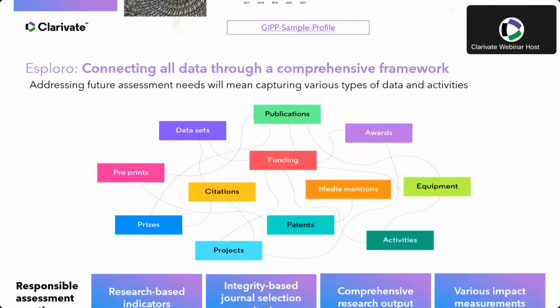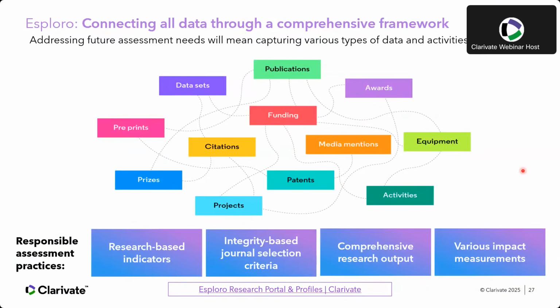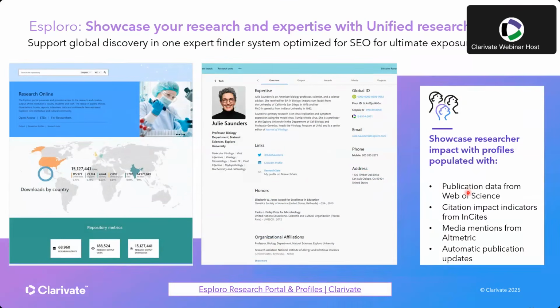Now let me speak about Esploro. Esploro is typically a platform that helps you showcase what an institution is doing, right? And we get lots of different data sets: data points, preprints, publications, data sets, awards, media mentions, patents, projects, prizes, citations, and so on. We combine that into one platform, and then we showcase that on a website.